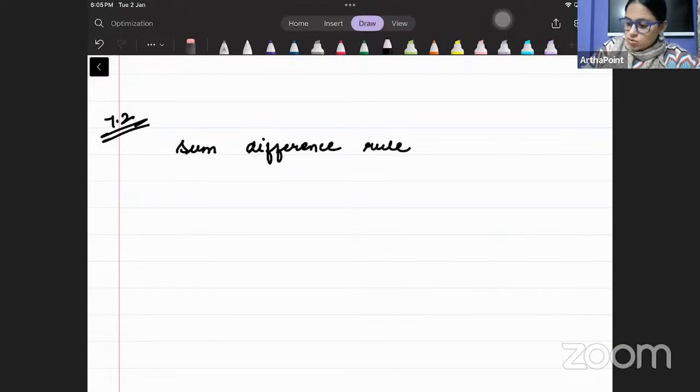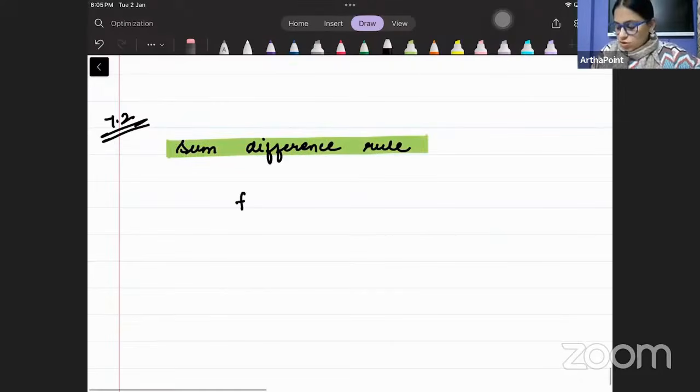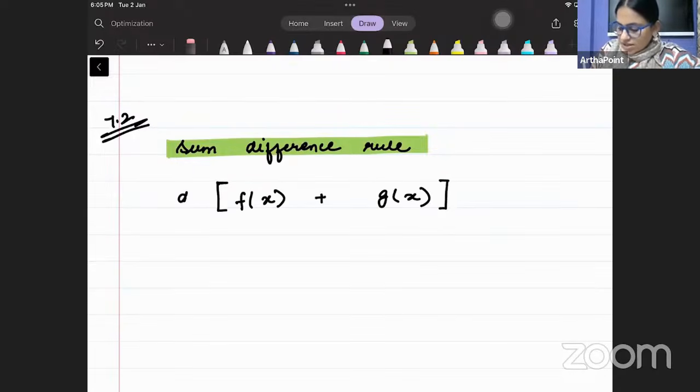Sum difference rule. So let's say आपको दो फंक्शन दिए गए हैं. So you are given a function f(x) and you are given a function g(x). और इन दोनों फंक्शंस को ऐड करके आपको बोला गया है कि इसका डिफरेंशिएशन निकालो.